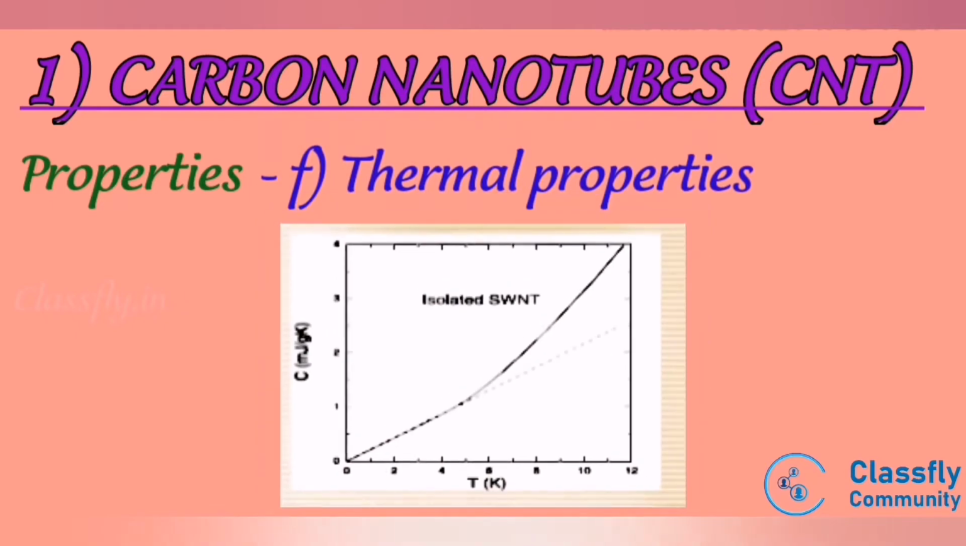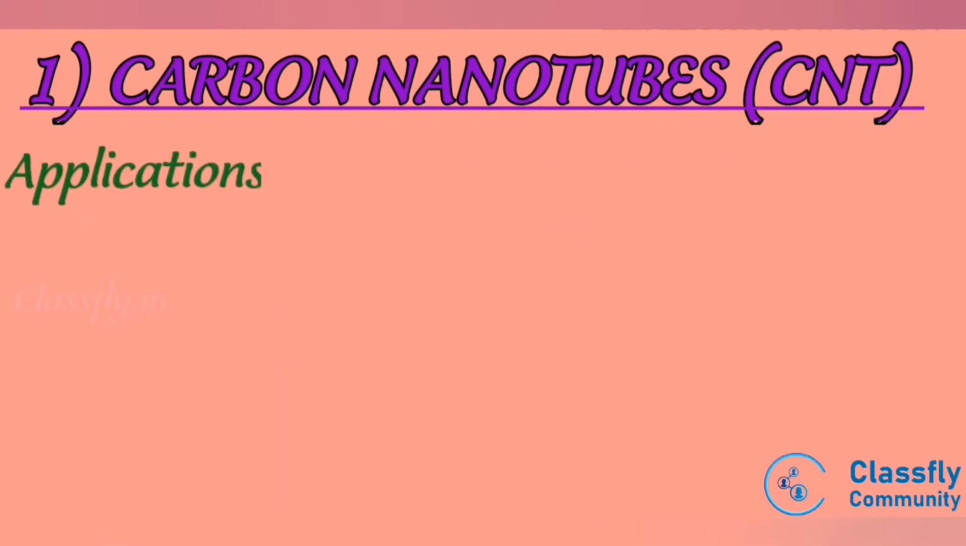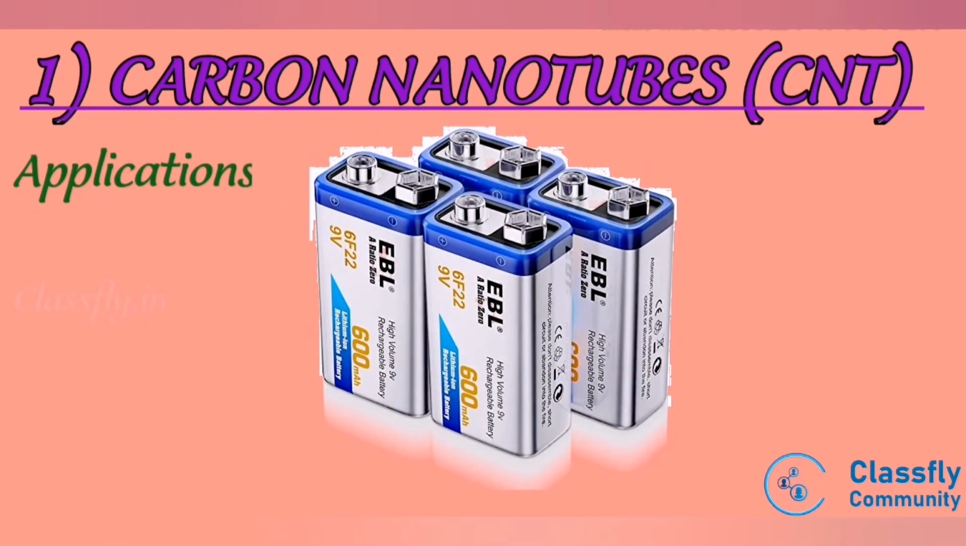Sixth point is thermal properties. All nanotubes are expected to be very good thermal conductors along the tube, but good insulators laterally to the tube axis. Applications. First one, CNTs are used as an electrode material for lithium-ion rechargeable batteries.